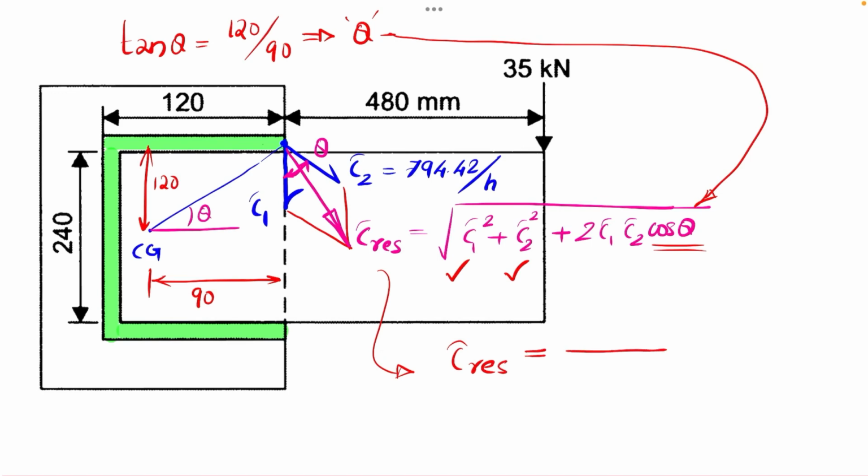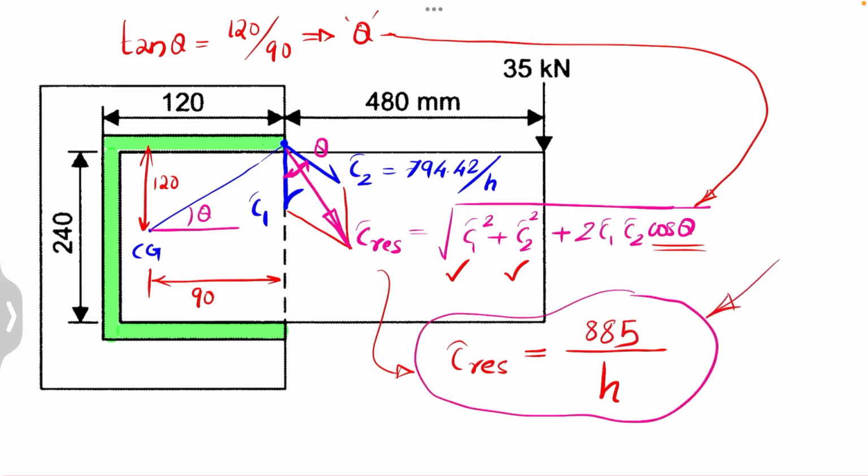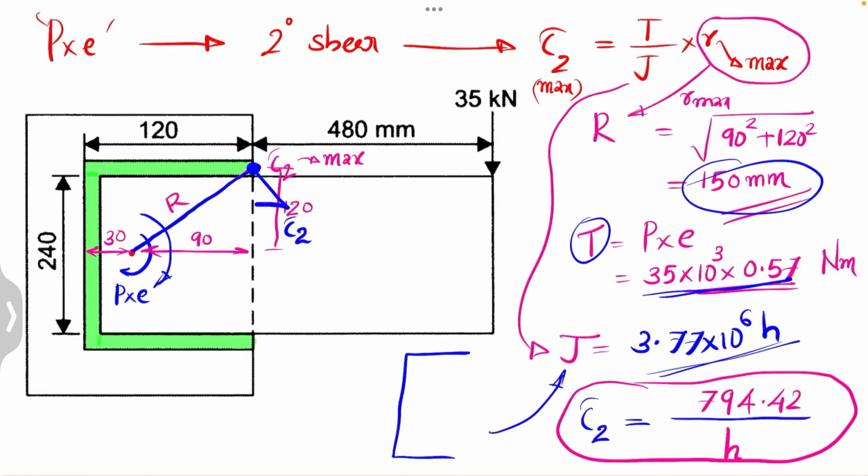So if you are solving, you will be getting the value of resultant shear stress, 885 divided by H, for the tau resultant. So this tau resultant can be equated to the limiting value or the allowable value given for safe design. So this maximum tau resultant should be less than the tau allowable provided, and we know that it is 90 megapascal. Here I am using the units of Newton for forces, mm for the dimensions, and Newton per mm square for the stresses.